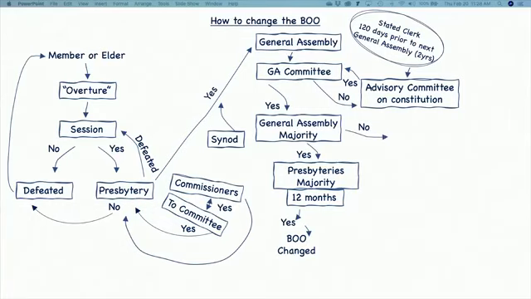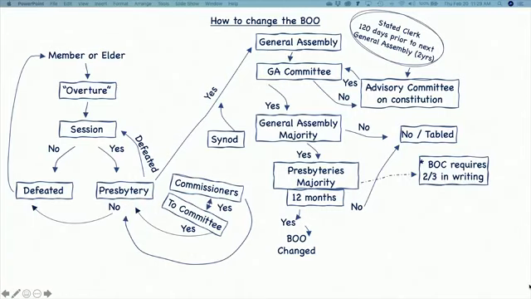If the General Assembly says no, it either gets tabled or it goes back to the committee. All right, if the presbyteries say no, it goes back to the General Assembly and generally gets sent back to the committee and tabled, or they rework it for the next General Assembly, or it just goes back and is defeated.